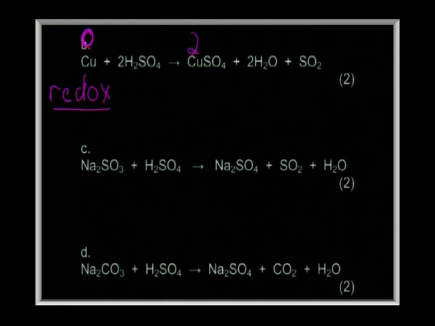Over here, it is bonded to sulfate, so its oxidation number is 2 plus. Copper sulfate, by the way, is a beautiful blue color because of the copper 2 plus. Copper 2 plus ions is a lovely, lovely blue color.